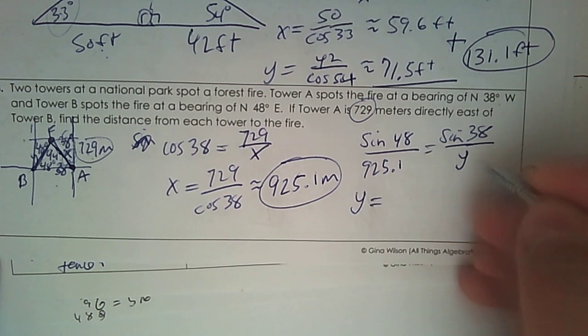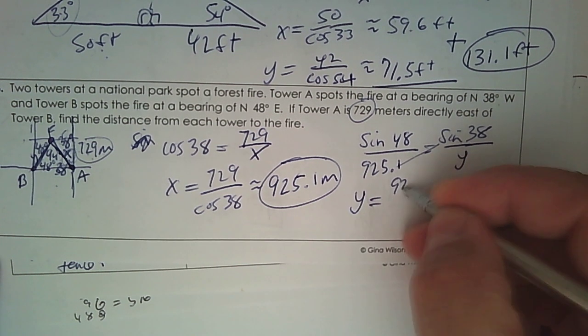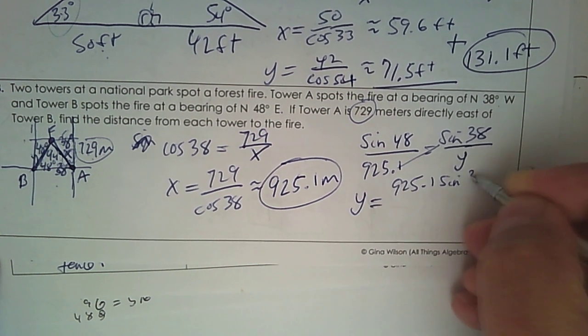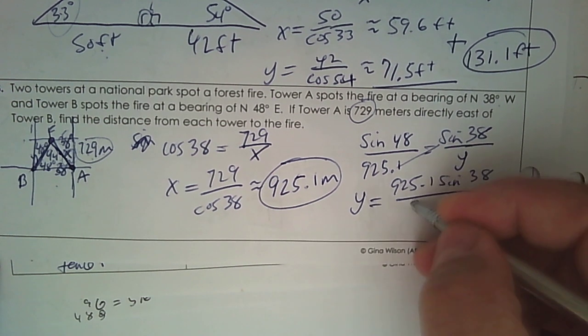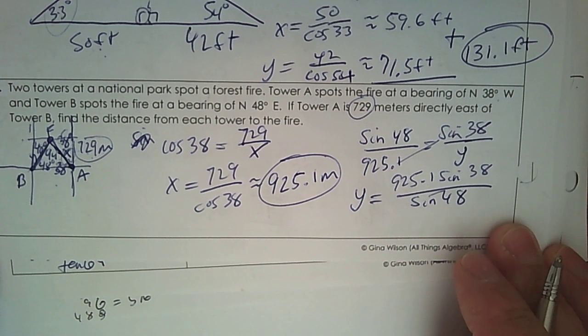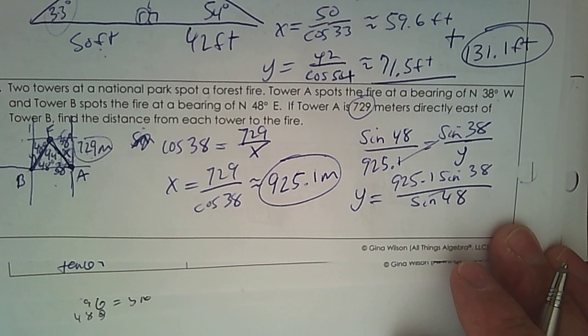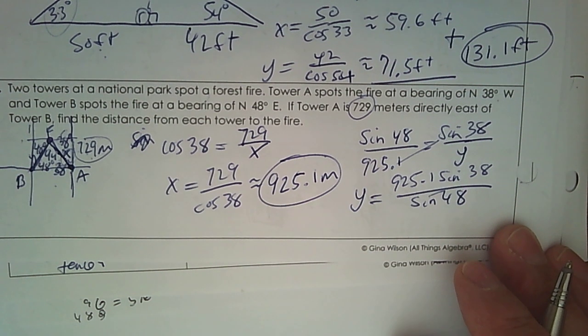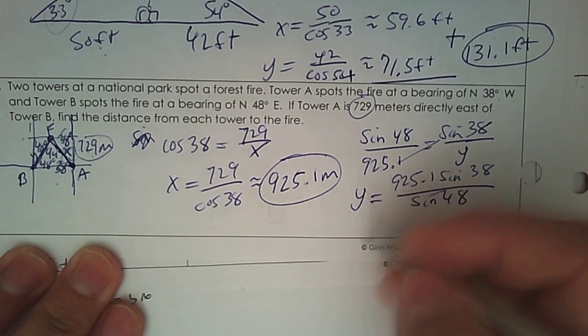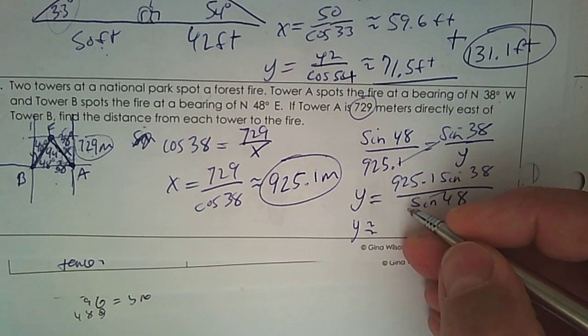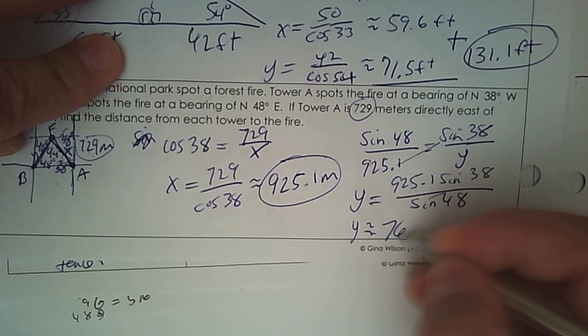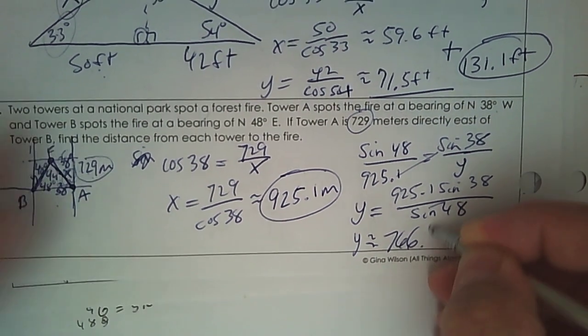So to get y by itself, I'm going to multiply. So 925.1 times sine 38, then I'm going to divide by sine 48. So 925.1 sine 38 divided by sine 48. So how far is Tower B? And the answer would be 766.4.